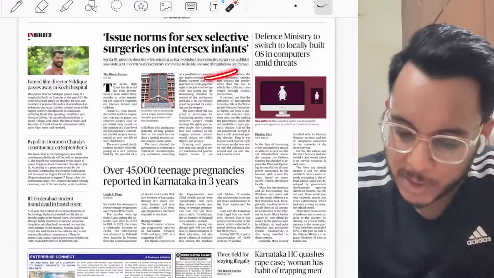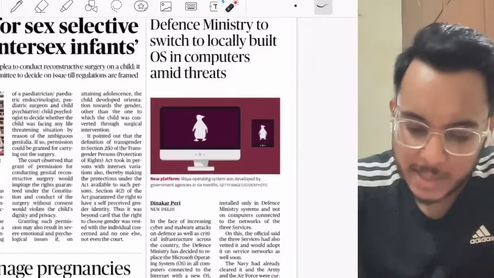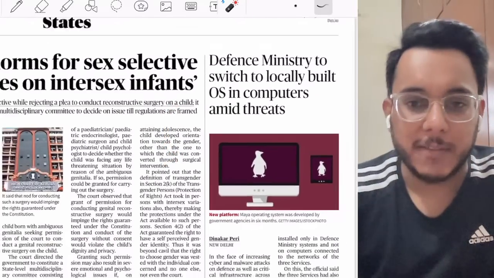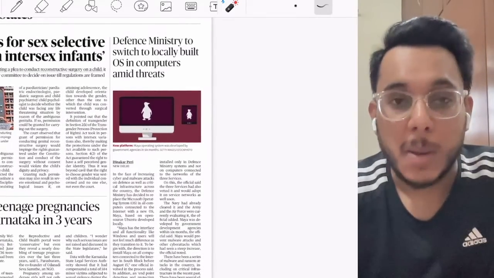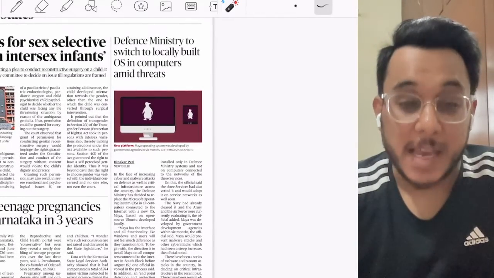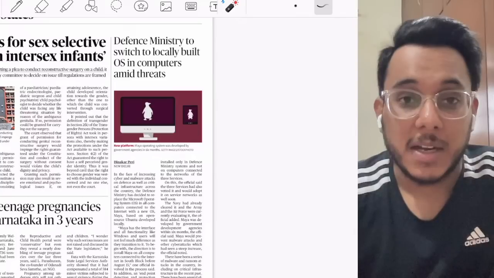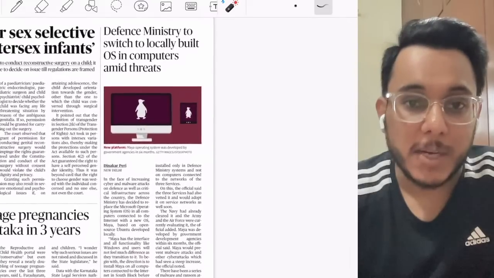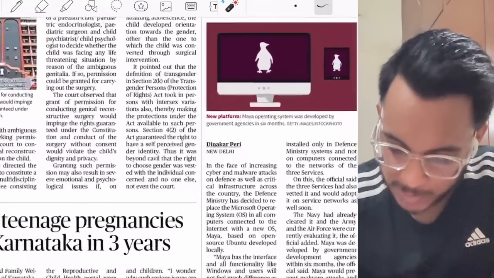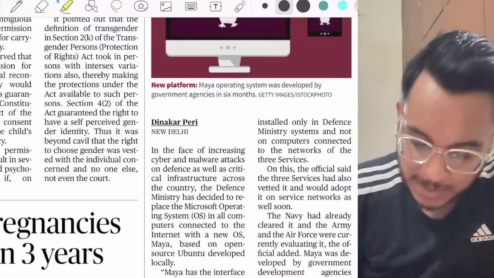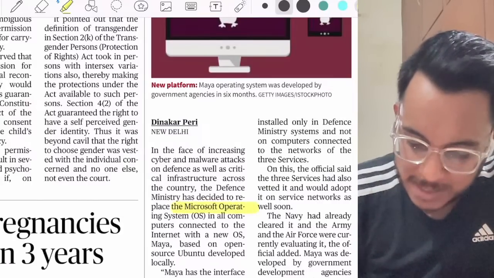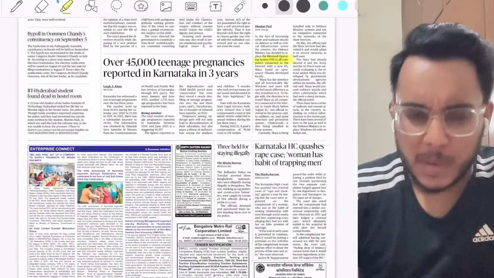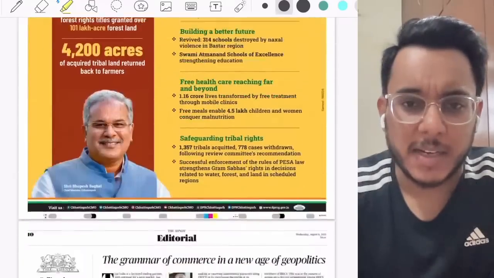Then after that, Defense Ministry to switch to locally built OS in computers amidst threat. So basically, guys, understand this particular thing: we have seen that in the past few days multiple cyber attacks have happened, for example, the ransomware attacks. So basically, the Defense Ministry will switch to locally built operating systems in the computers. In this capacity, it will replace the Microsoft operating systems. So that is about it. However, beyond that, much important content has not been given here.